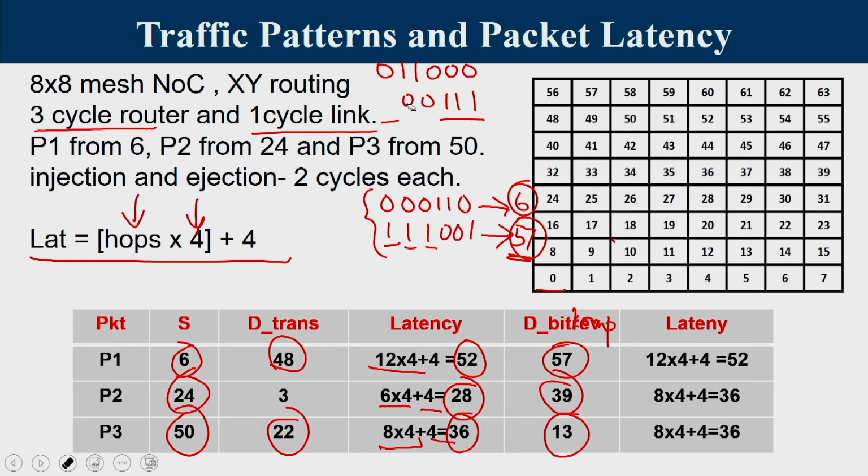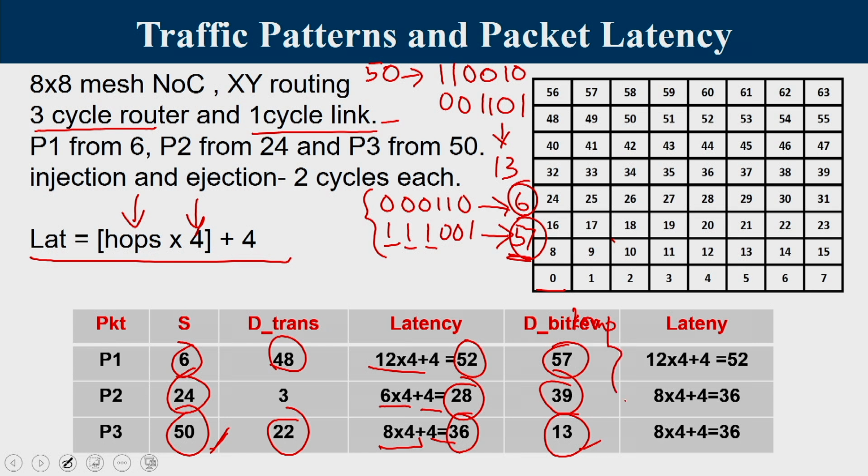So, how are you going to assess it? For the case of packet P3, the source is given as 50. Now, source 50 means 32 plus 16, that is 48, and this is 50. So, if you complement it, this indicates 13. So, for a packet that starts from 50, the destination is 13.